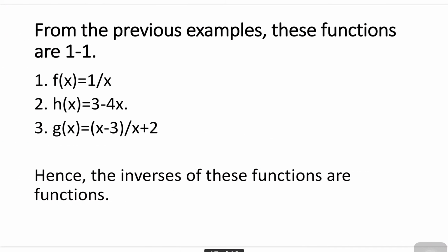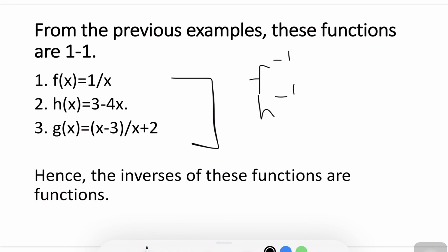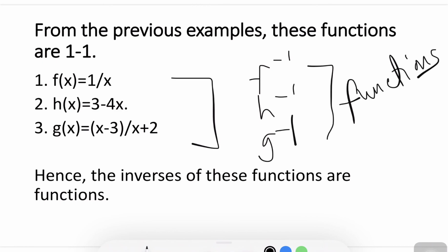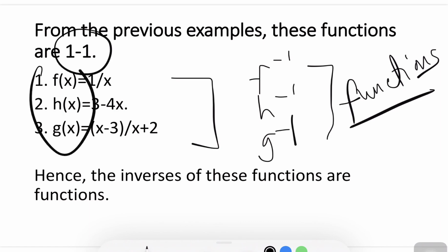So from the previous examples, these are one-to-one. We have shown already that 1, 2, and 3 are one-to-one functions. Therefore, f inverse, h inverse, and g inverse are functions. So these three are functions, because again, these three are one-to-one. Okay, and study for your short quiz.